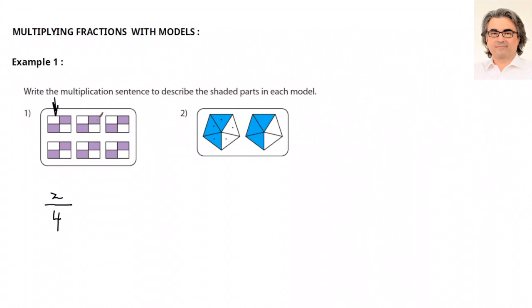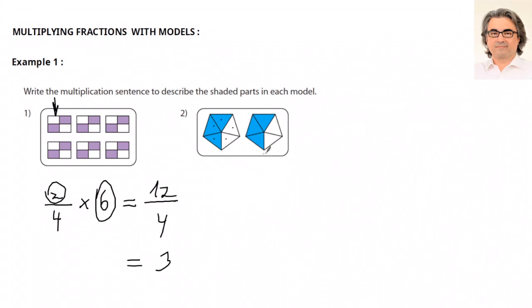I have 1, 2, 3, 4, 5, 6 finally. So I should multiply 2 over 4 with 6. We know algebraically how we can find this result. Finally, multiply 6 with 2. 6 times 2 is 12, and right here 4. The result is 3. What about the second one?